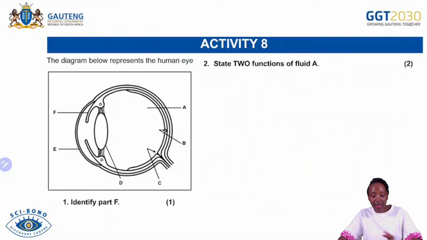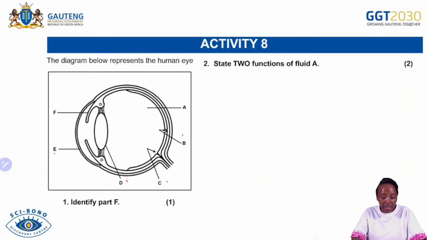Then again, we have the diagram that represents the human eye. So here the question is first identify part F. So we always say to you, when you get a diagram, you put the labels. So you are the learner, the paper is in front of you. Before you answer, you just look at your labels. Okay, A is pointing at the vitreous humor. B is pointing at the yellow spot. C is pointing at the blind spot. D is pointing at the lens. E is the cornea, and F is the iris.